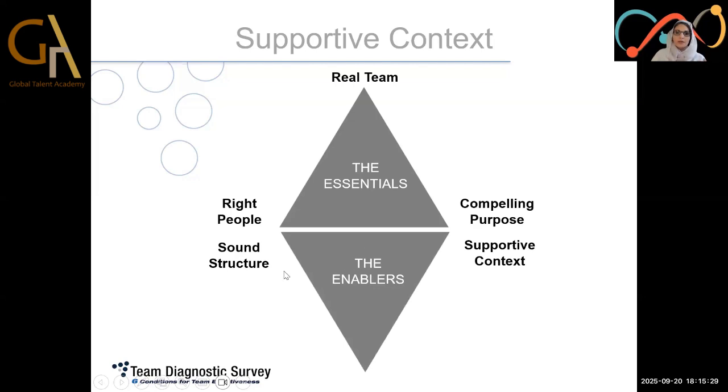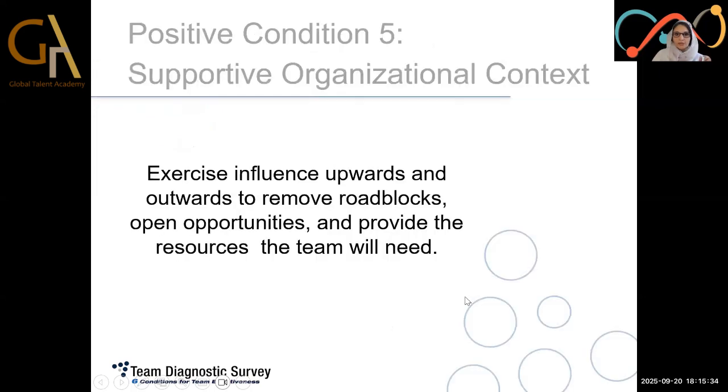The essentials, the enablers. The fifth condition is the supportive context. That means the leader is exercising influence upward and outward to remove all roadblocks from the team's way so that the team can function, open opportunities for the team to shine and be visible to the organization, and provide the resources that the team needs so that they can work without obstacles. And this is the leader's responsibility.